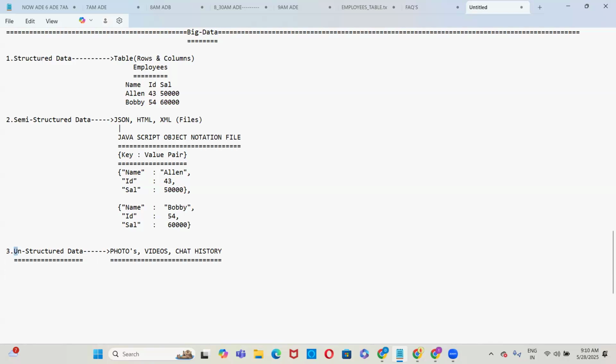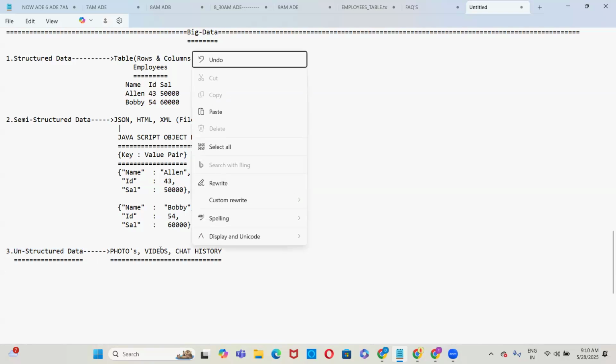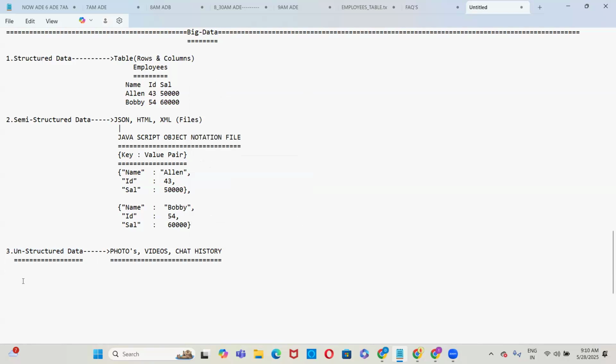The main task or job of the data engineer is to convert unstructured data to semi-structured, and then from semi-structured to structured. All this data we'll have to deal with as a data engineer. That's it. These are the three different types of data.